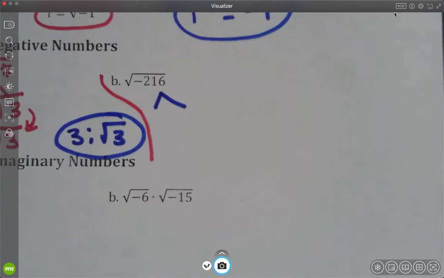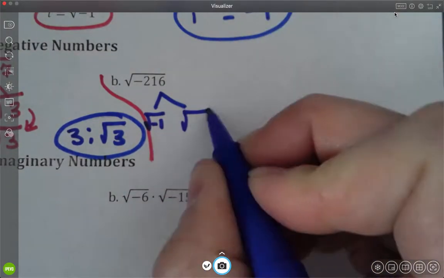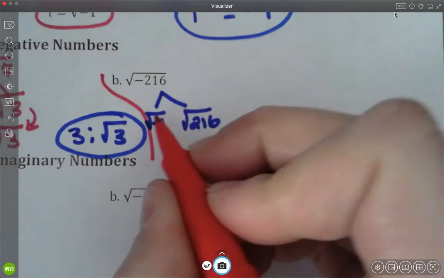Okay. So this guy, I have a problem with the negative. I don't like the negative on the front of the 216, so I'm going to pull off the negative. So this is the square root of negative 1 and the square root of 216, because those two multiplied together will give me negative 216 again, okay? But the square root of negative 1 I know is i.